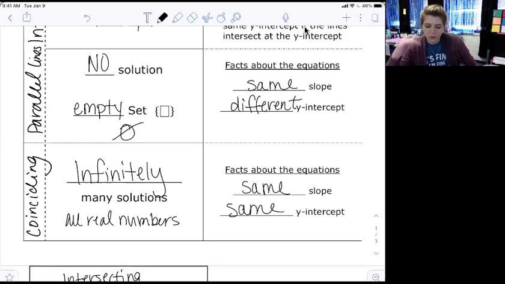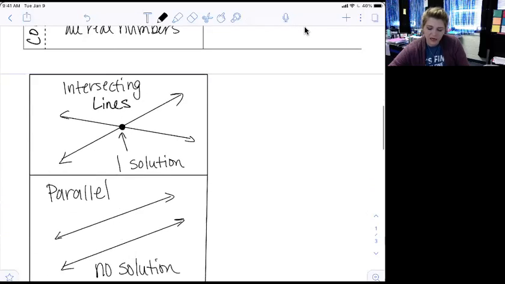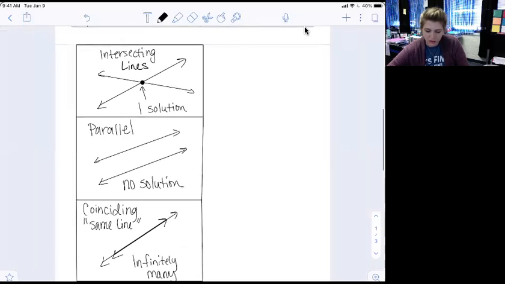All right. So I don't care where you do this, if you want to do it on another page, I just want you to see what they look like. So I went ahead and I drew them down here. And again, this was a foldable for us. So this is what our foldable looked like. So our intersecting lines looked like this. They had one solution. So if you want to add a page and jot those down, you can. Intersecting lines have one solution because they only meet in one spot. Parallel lines have no solutions because they're never going to meet or touch. And then coinciding lines, they're the same line, so it's really hard to tell, but they have infinitely many solutions.